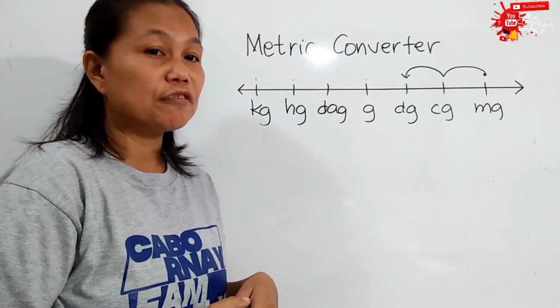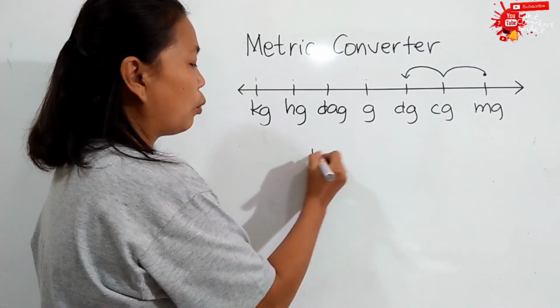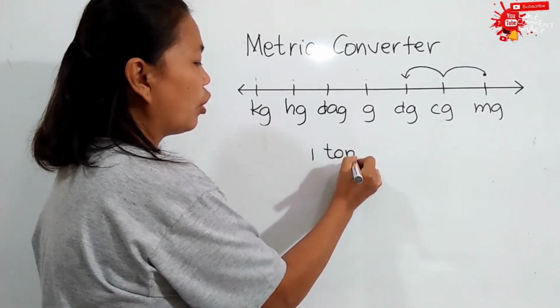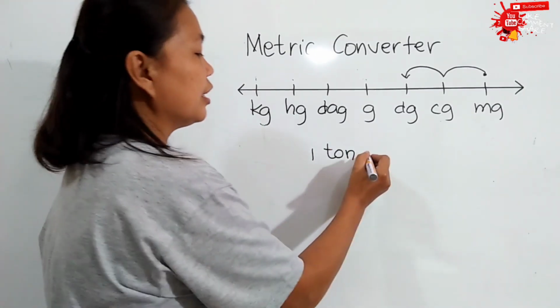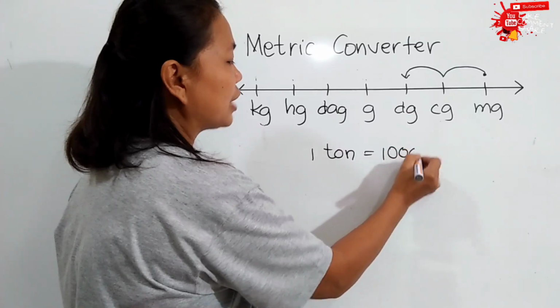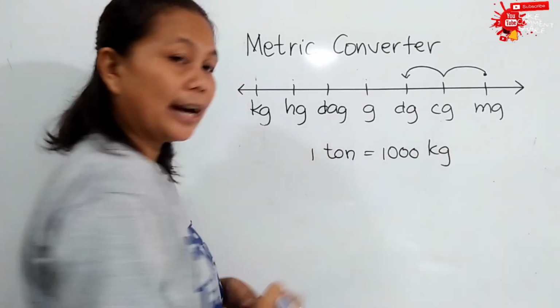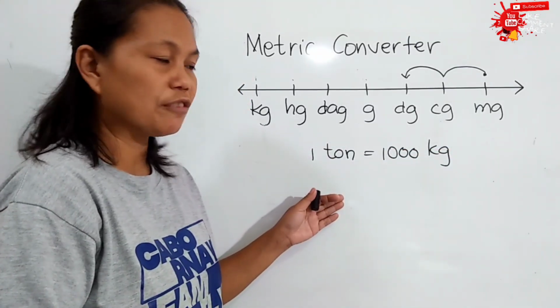Okay, aside from using the metric converter in conversion from one unit of mass to another, we can use this conversion factor: 1 ton, or 1 metric ton, is equal to 1,000 kilograms. So we can use this conversion factor.